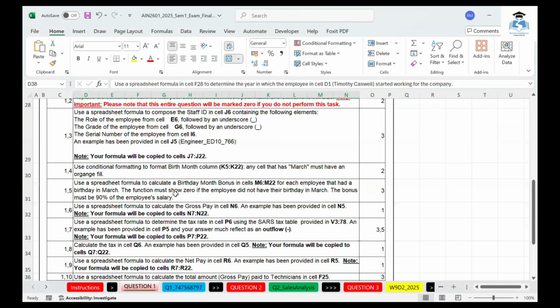Okay. Next, use a spreadsheet formula to calculate a birthday month bonus in cells M6 to M22 for each employee that had a birthday in March. That function must show 0 if the employee did not have their birthday in March. The bonus must be 90% of the employee's salary. How do we achieve that?